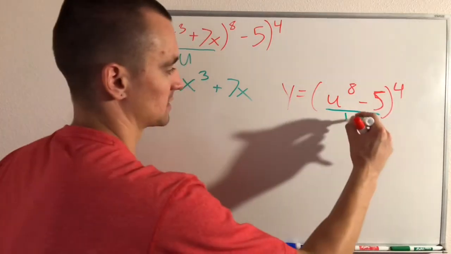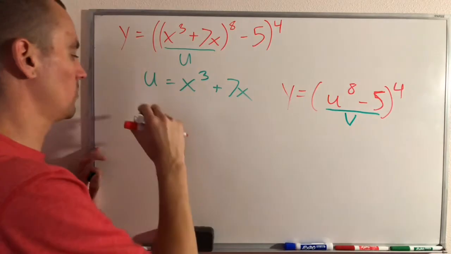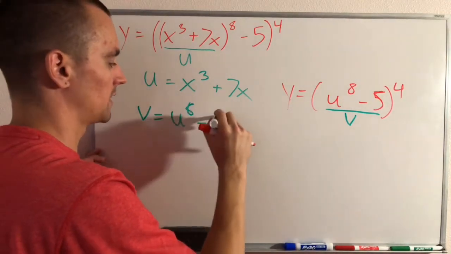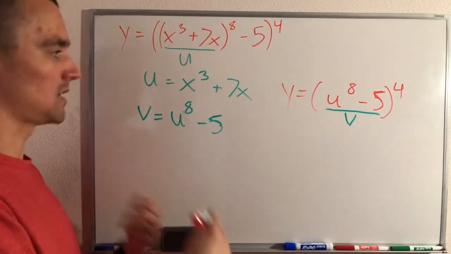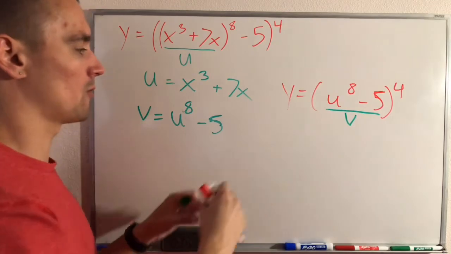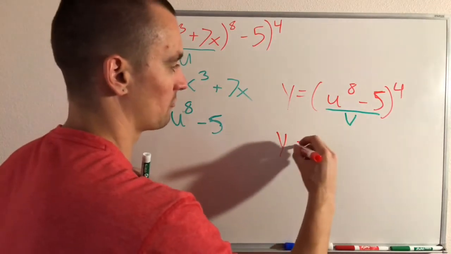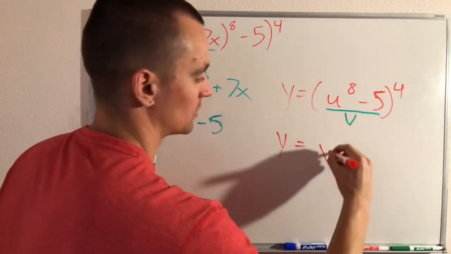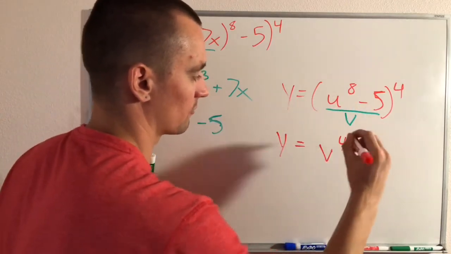So let's just say this is going to be v. So now we know v is u to the 8th minus 5. So now, same thing, we want to take this substitution, put it back in here, and now what we want to do is write y as a function of v. So if we replace all that's in the parentheses here with a v, we're just going to get y is v to the 4th power.